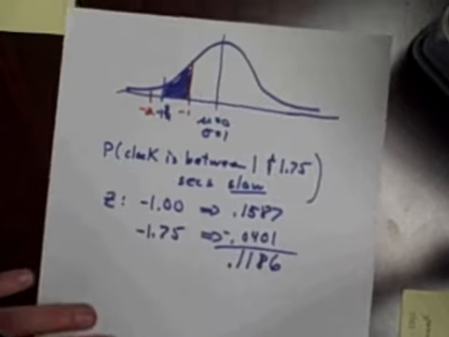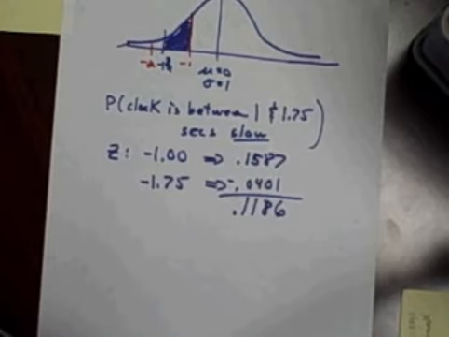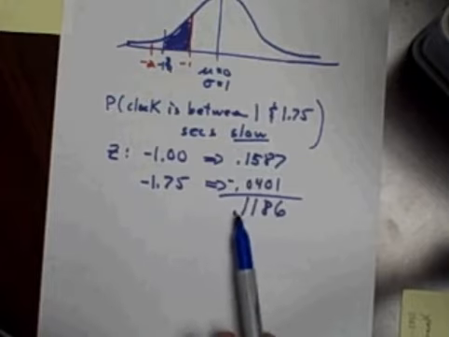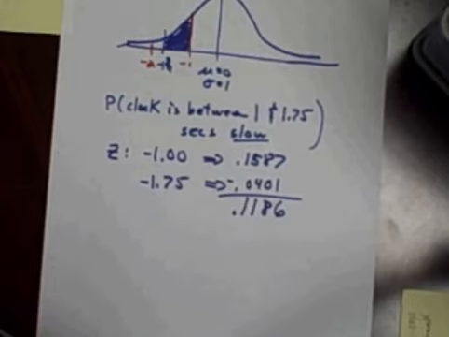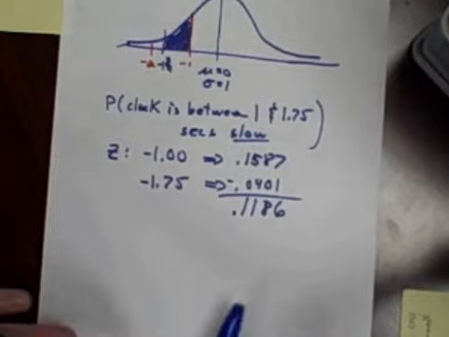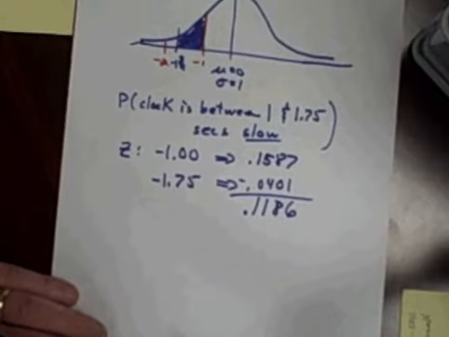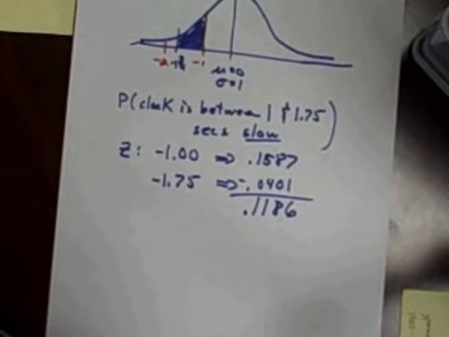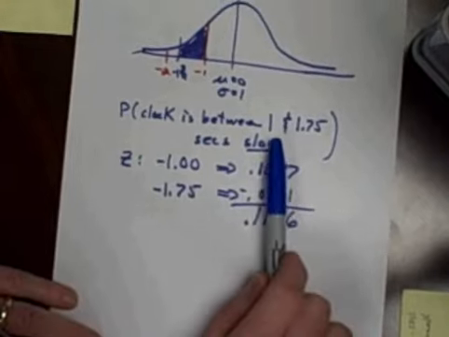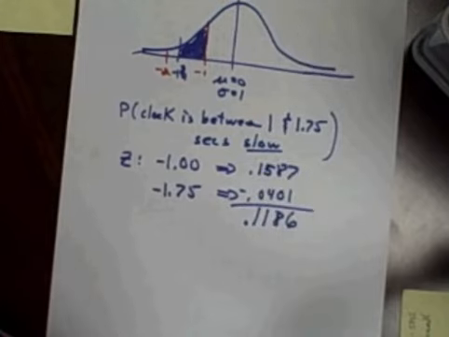0.1186. So we can say, and I'll say it two different ways, the probability that we get a clock that's between 1 second and 1 3/4 of a second slow is 0.1186, or almost 12% chance. Another way of stating it is, we expect almost 12% of all the clocks that we make at this factory to be between 1 second and 1.75 seconds slow. Okay? I want to do one more example in the next video.